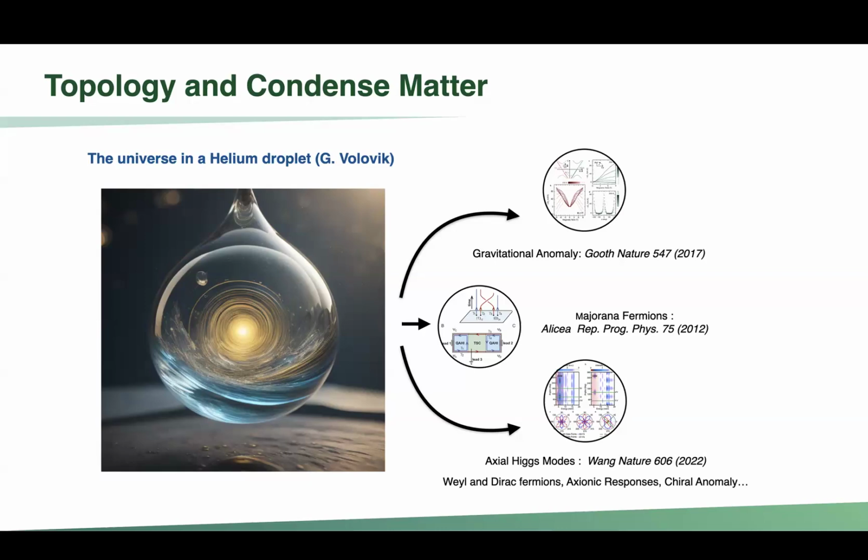We look at topological materials and we can find features related to high energy physics, like the gravitational anomaly, which in the universe can only be measured at the horizon of a black hole, which is very difficult to reach, but we can find the signatures in a lab. Or the Majorana fermions that have been discussed during the school, or even further, the axial Higgs modes, those excitations that were predicted in a Weyl semimetal some years ago.